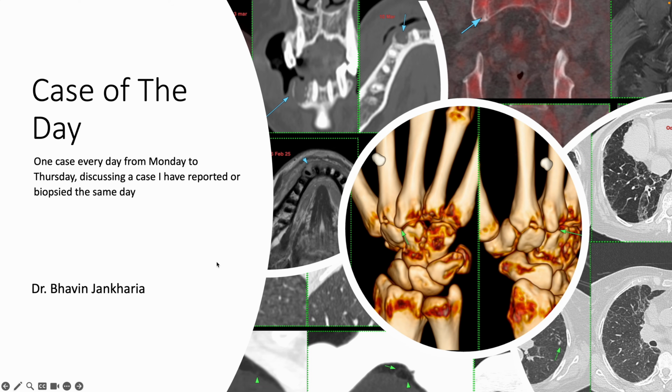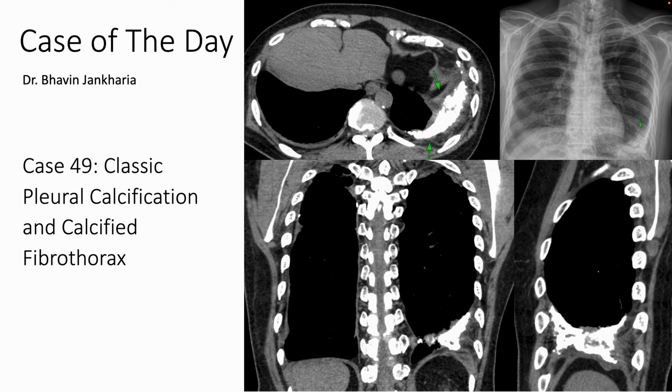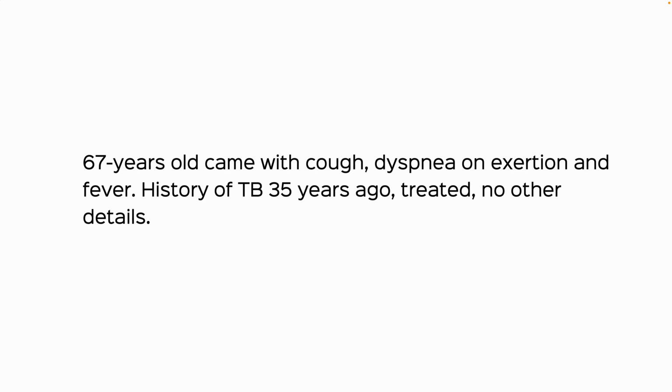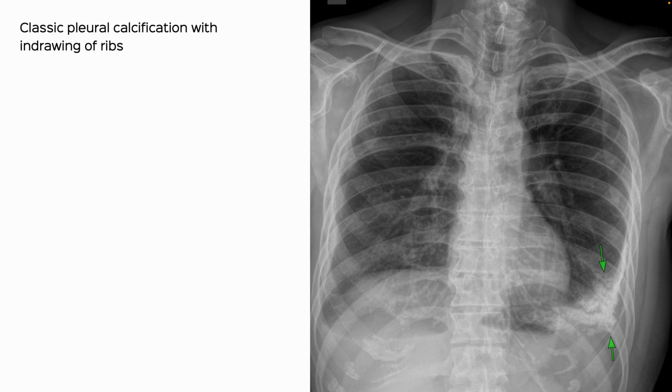This is Dr. Bhavin Jankaria, and today we have the 49th case, a simple one: classic pleural calcification and calcified fibrothorax. A 67-year-old with cough, dyspnea on exertion, and fever for 10 days, with a history of TB 35 years ago, treated, and no other details. The chest radiograph is classic.